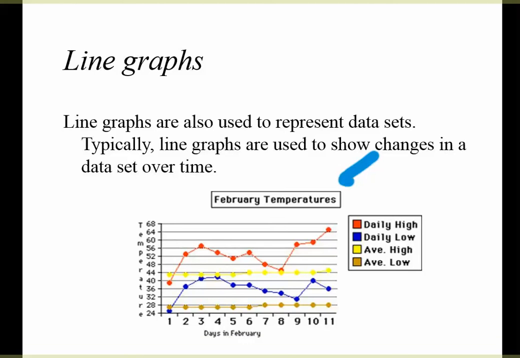Notice it has a very clear title here. Also notice that we have a nice key that's going to explain the color scheme so that we don't have to think about it. It doesn't bother me that we have 4 different things going on in the graph. That's okay. Notice here that we have the x-axis labeled, well, days in February.